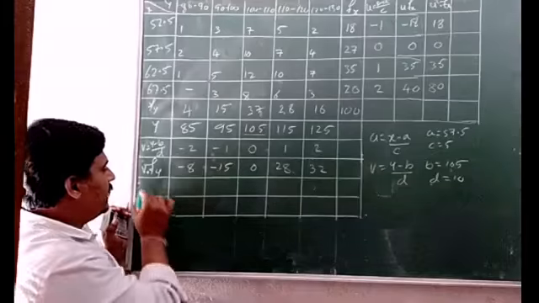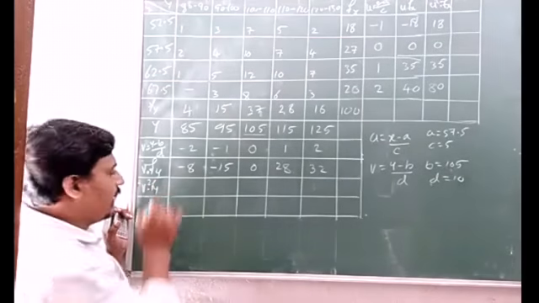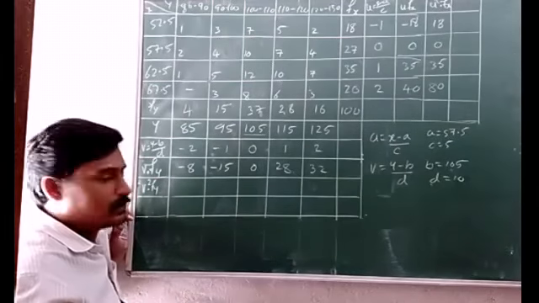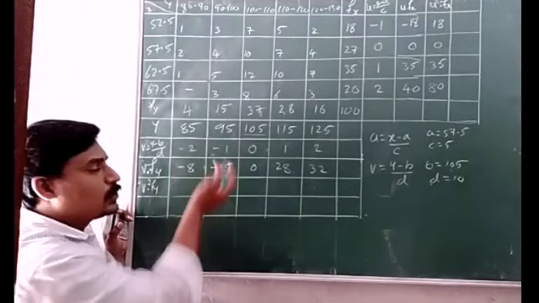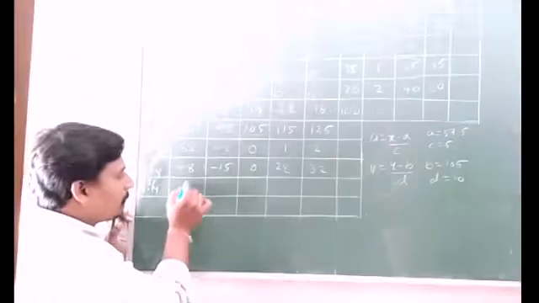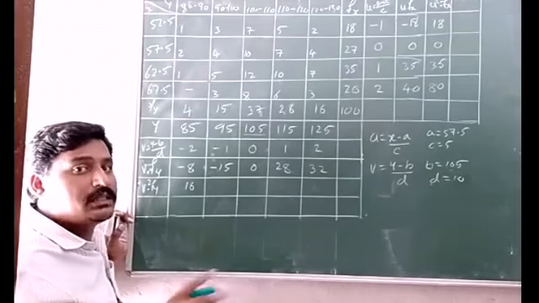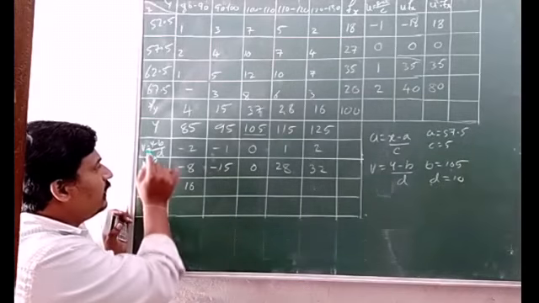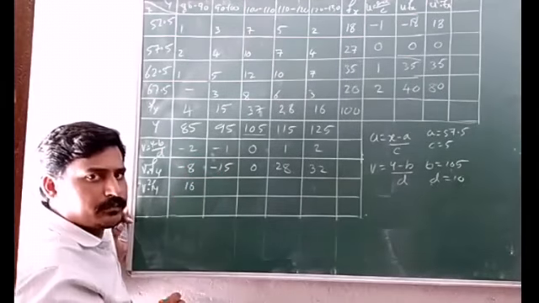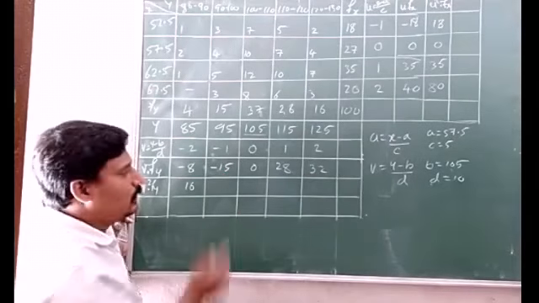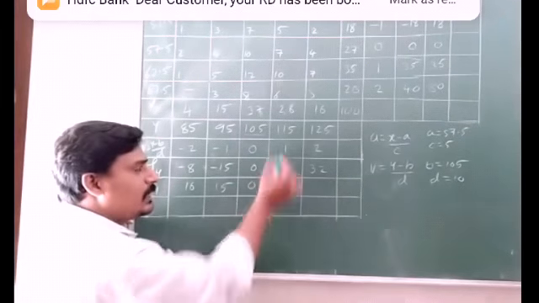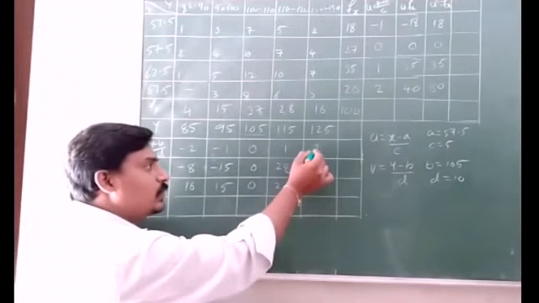And next column we need is V square Fy. That is the square of V column, multiplying it with the frequency of Y. Then that is minus 2 square. Minus 2 square is plus 4. 4 into 4, 16. Or else another way, VFY into V. So minus into minus plus 2 into 8, 16. Same way for remaining, minus into minus plus 15 into 1 plus 15. 0. 28 into 1, 28. 32 into 2, 64.